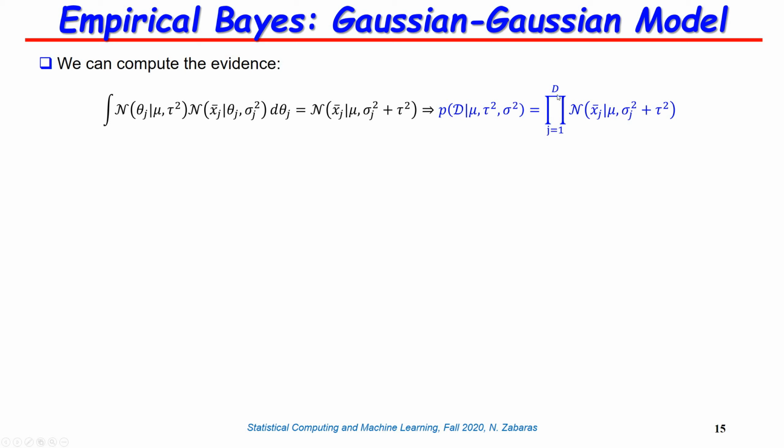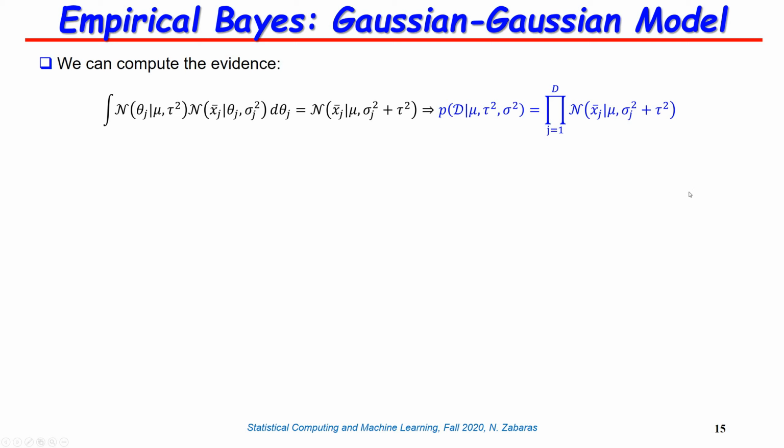from a Gaussian with mean mu and variance sigma_j squared plus tau squared. If I put all these schools together, this is what I get. Now you need to compute mu and tau squared as point estimates in a way that maximizes this marginal likelihood. Effectively, you have a univariate Gaussian likelihood model, and you want to compute the parameters mu and sigma_j squared plus tau squared. So you can simply use the sample mean to compute mu, and the sample variance to compute sigma squared plus tau squared.